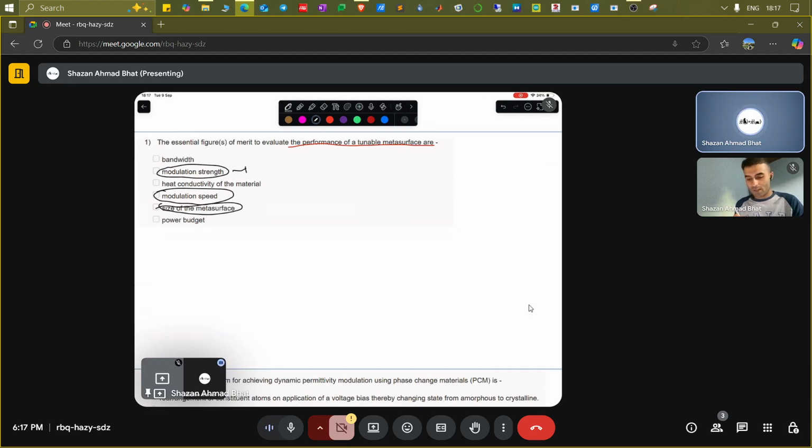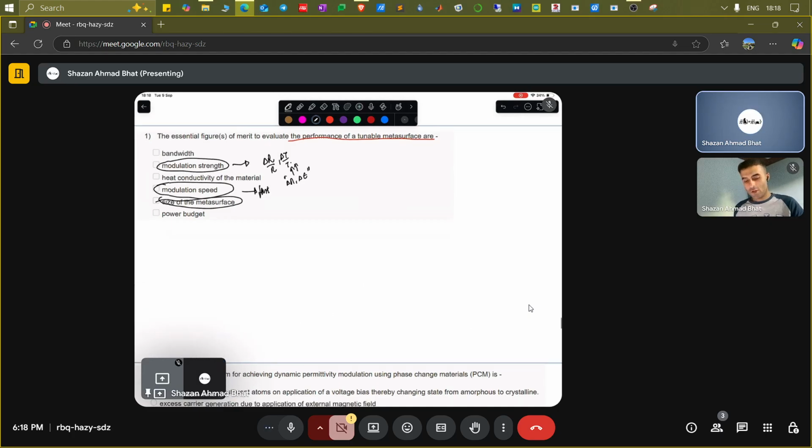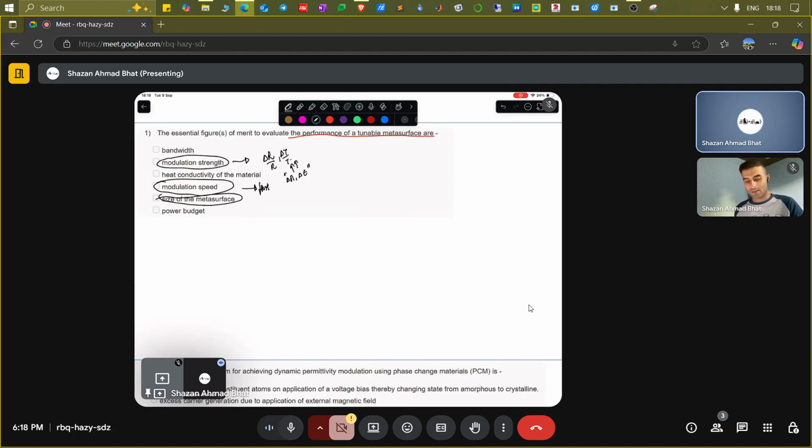They're going to be important because the modulation strength represents how much the change is in, let's say, reflectivity or transmissivity, or the change in, let's say, permittivity or refractive index compared to the original. So if the change is large, then the modulation strength is going to be large. Modulation speed is how fast you can change the refractive index or the permittivity. You want this to be as fast as possible for a fast response of the material. And the size of the metasurface is obviously essential, because you don't want them to be large, you want them to be miniaturized. That also, I should say, determines the resonance frequency of this particular system.